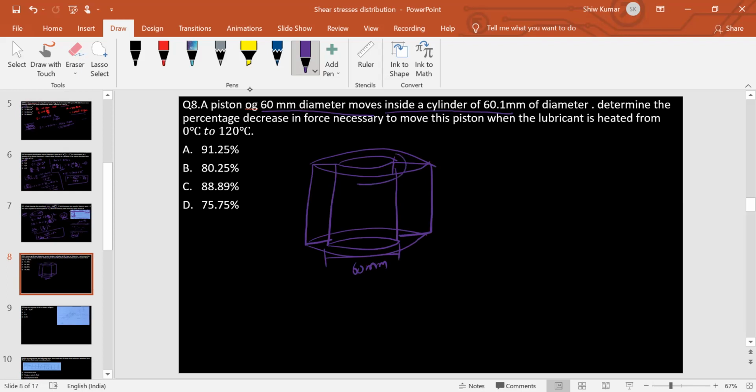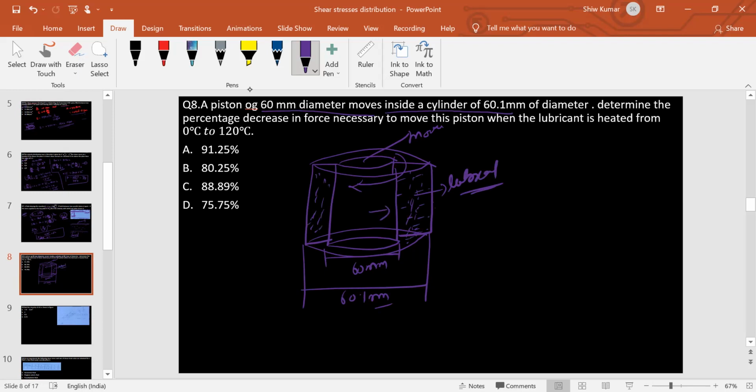And the inside cylinder is moving. And the diameter for this one is given as 60.1 mm. Determine the percentage decrease in force necessary to move this piston when the lubricant is heated from 0 degrees Celsius to 120 degrees Celsius. This is the inside cylinder, and it is moving inside, and this is the lubricant. That lubricant is filled at this position here.